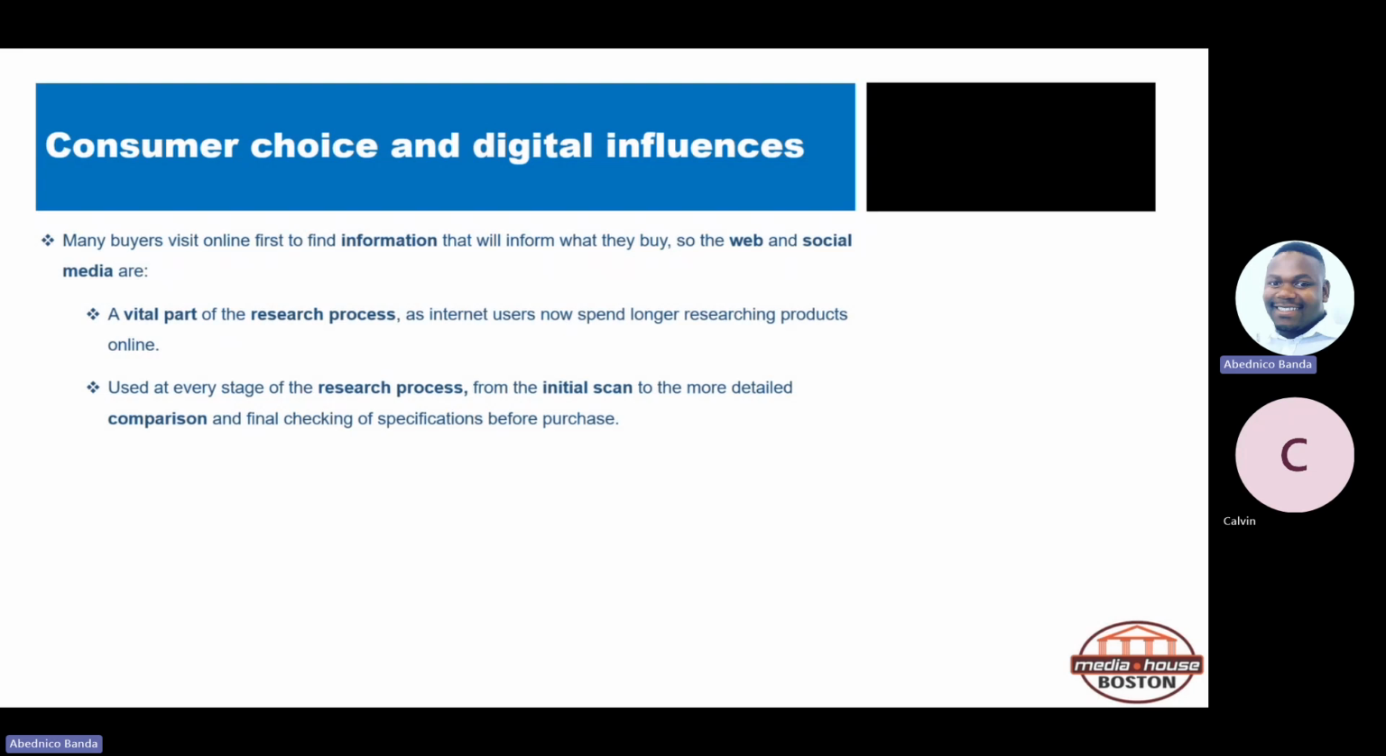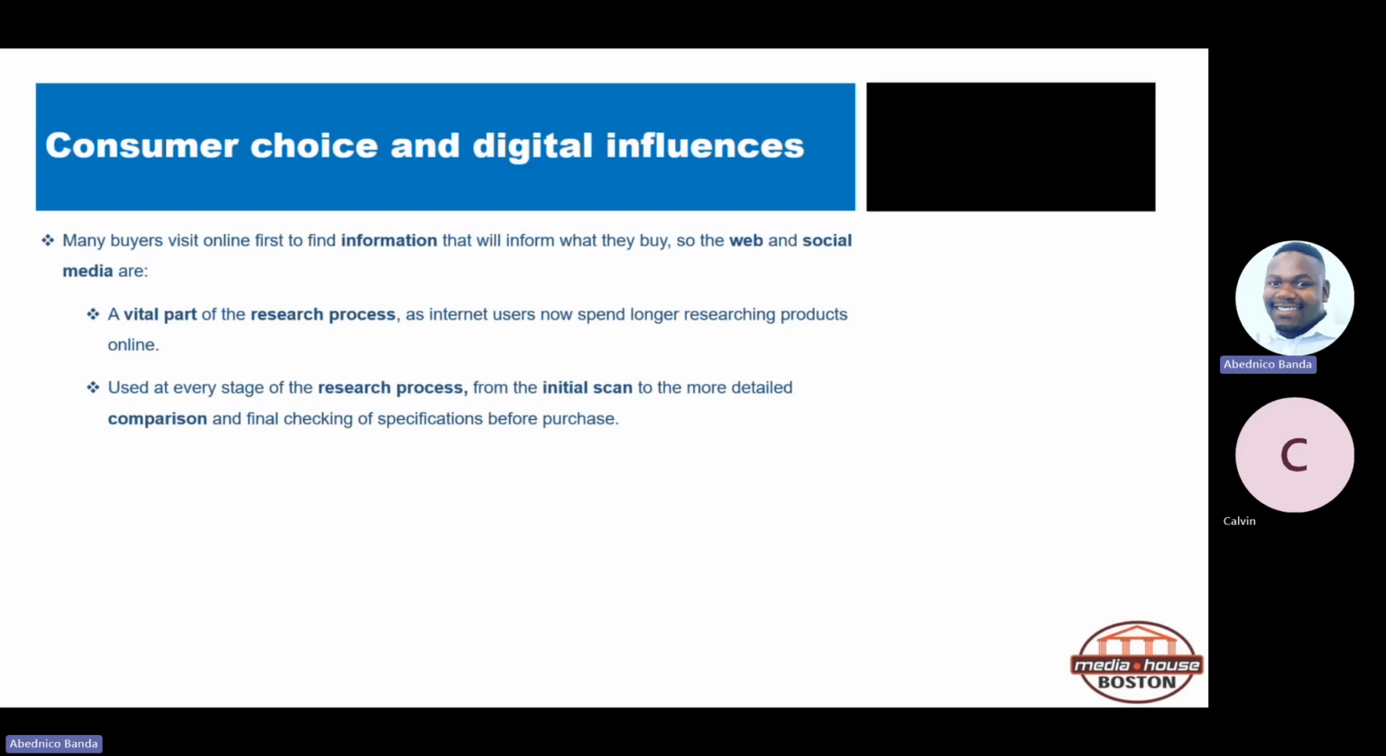So many buyers visit online first to find information that will inform what they buy. So the web and social media need to perform two functions. Websites and social media pages for organizations must play a vital part of the research process as internet users now spend longer time researching for products online.